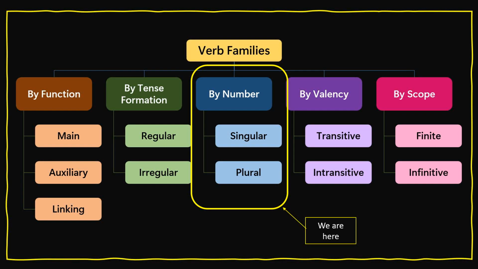In the last few episodes, we have seen different aspects of verbs. We started with verbs by functions, which included main verbs, auxiliary verbs, and linking verbs, and we continued with verbs by tense formation, that is regular and irregular verbs. Today we are here in this video discussing something on verbs by numbers.